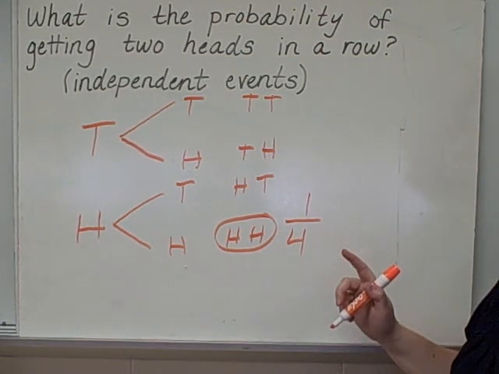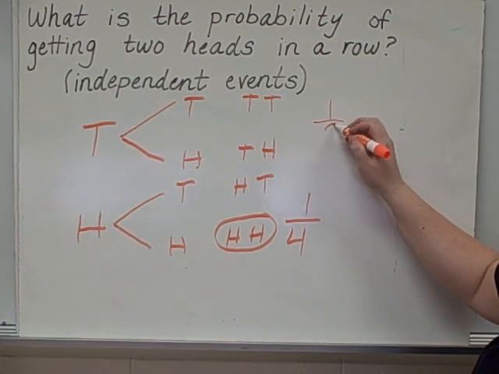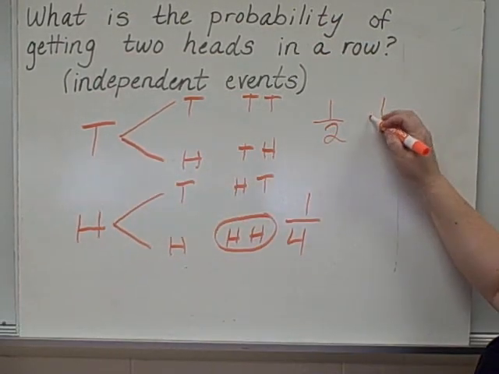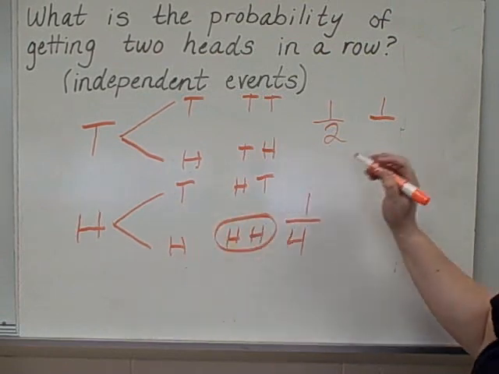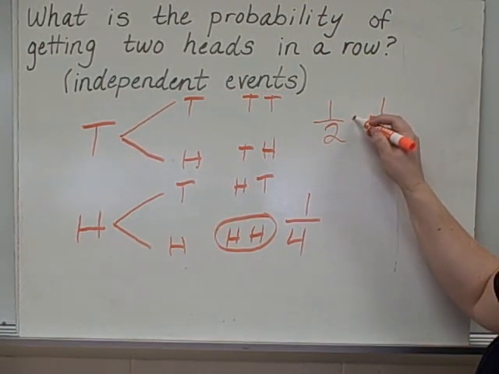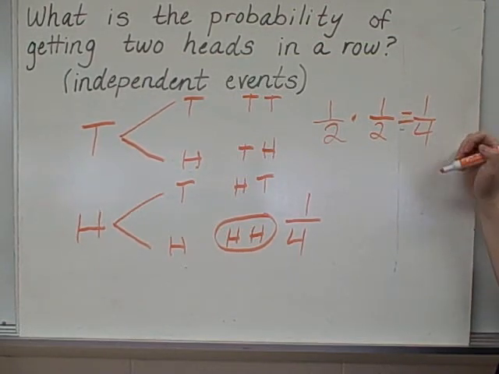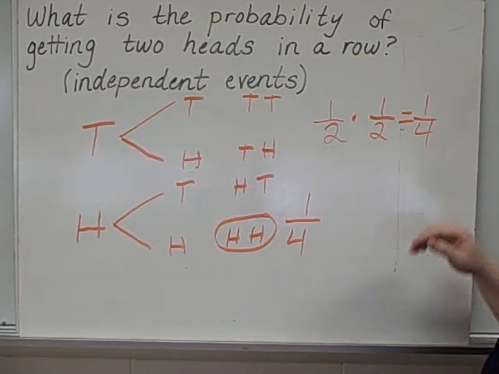You can also look at it as 1/2 of the first flip, 1/2 of the second flip. 1/2 times 1/2 is 1/4. All right?